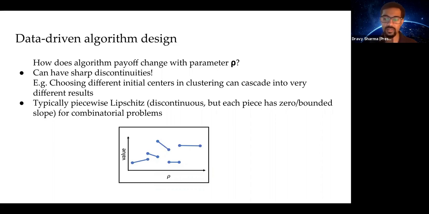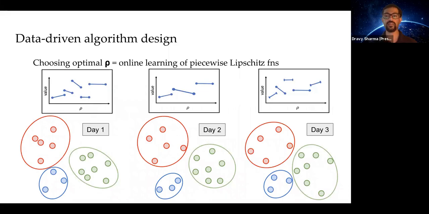So this is kind of the structure of the problem, right? And the way we formulate our problems, remember, we had repeated instances, so we choose the optimal value of the parameter by doing online learning of piecewise Lipschitz functions. So piecewise Lipschitz function is a common generalization of the kind of function that we observe. Very often piecewise constant, but not always, and we will see shortly an example.